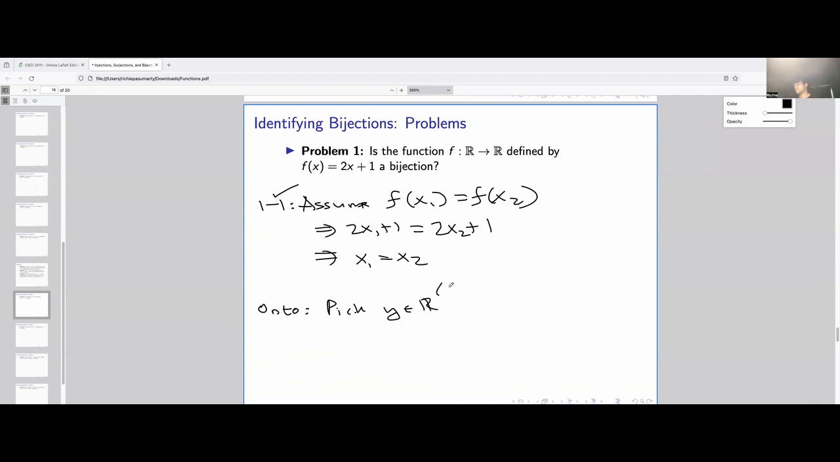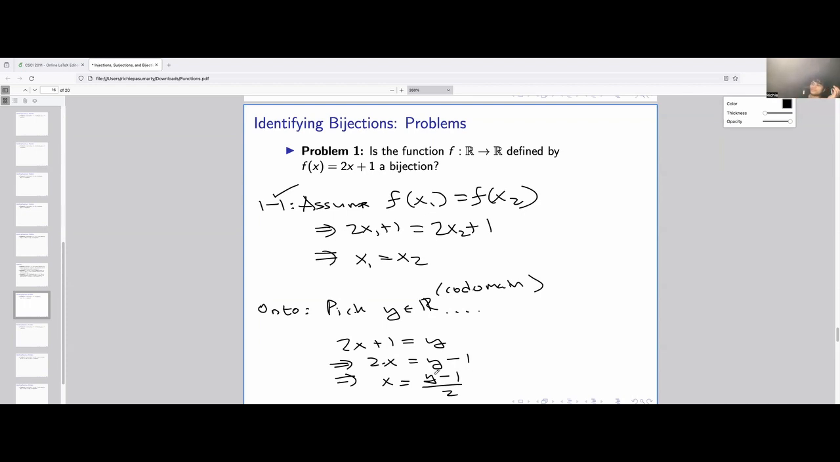Okay, and this in particular is the codomain. Then we can just try to solve and see if there's some value of x which maps to it. So 2x plus 1 is equal to y. This means that 2x is equal to y minus 1. This means that x is equal to (y minus 1) over 2.